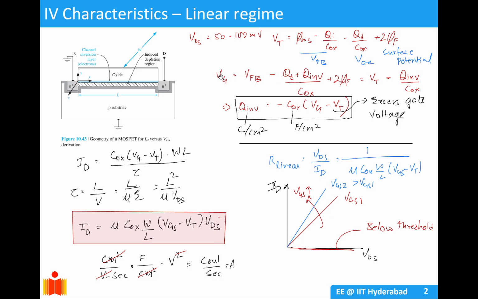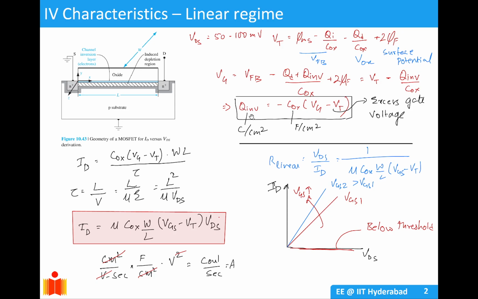So from this you can calculate your Vg, which is equal to VFB, that is Qms minus Qi by Cox, minus Qd plus Q inversion by Cox plus 2 phi f, that is Vt minus Q inversion by Cox. From there you can calculate your Q inversion, which is minus Cox times Vg minus Vt. So your inversion charges are proportional to how much excess Vg you have applied compared to Vt.